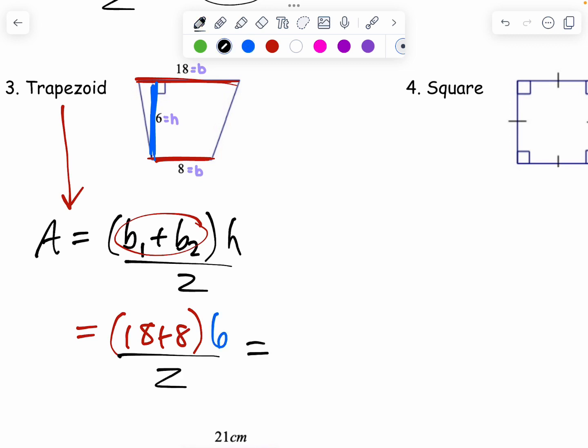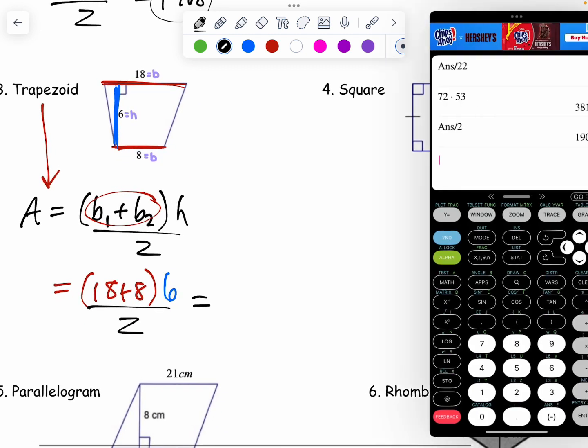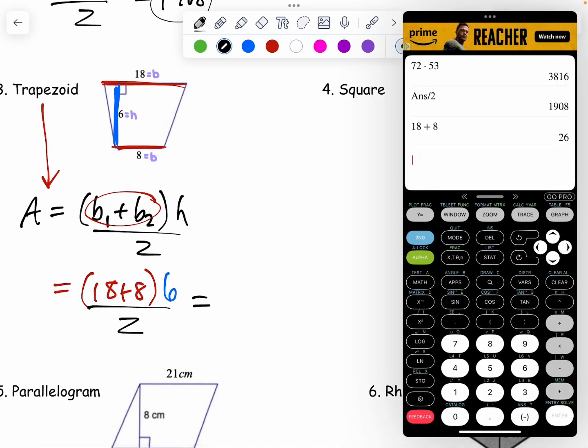And I'm going to do order of operations here first. So 18 plus 8. I'm going to do that first because it's in the parentheses. It's 26. And then multiply that by 6. And then divide it by 2. And you can look at my keystrokes over there on the calculator, right? I'm adding the parentheses first, the red numbers, 18 plus 8. Multiply that answer by 6, and then divide by 2, which gives you 78.